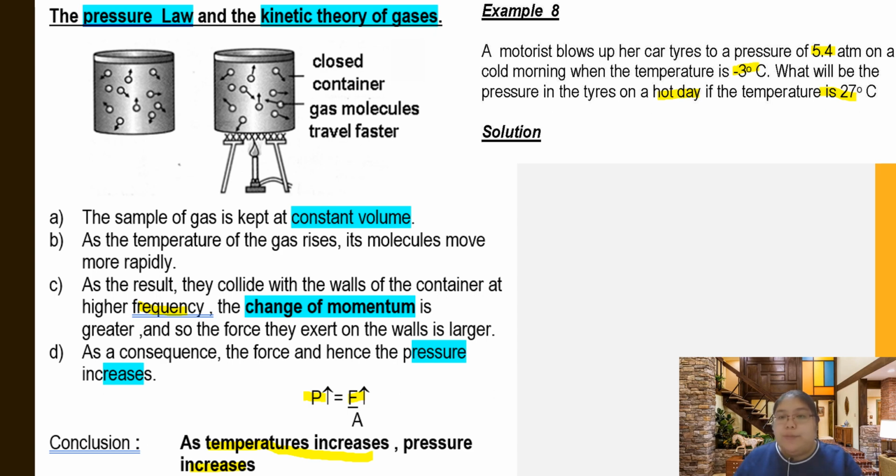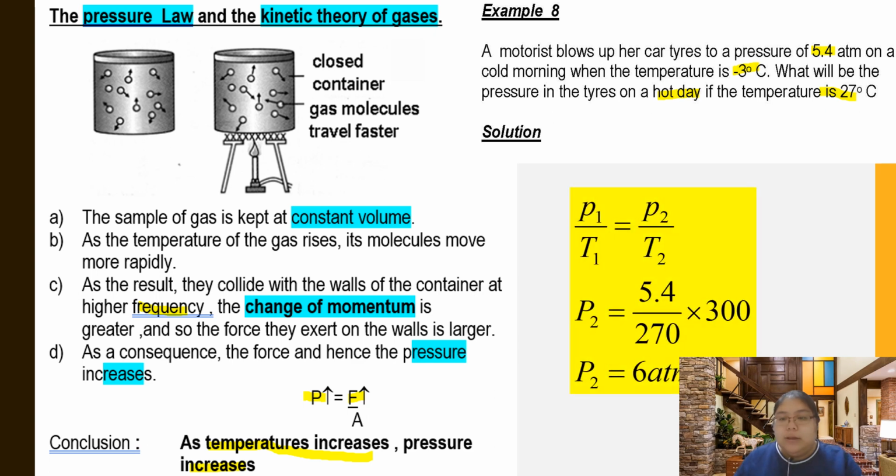So this one is the pressure law. The formula P1 over T1 equals P2 over T2. So all the temperatures you convert to Kelvin first. So I show you the answer here. Okay, first I show you the formula. Okay, number 2, you need to find P2. So P1 is 5.4. Okay, T1, after I minus 3, is 270. Then 27 plus 273 becomes 300. Finally I get it. The pressure for the tire is 6 atm.